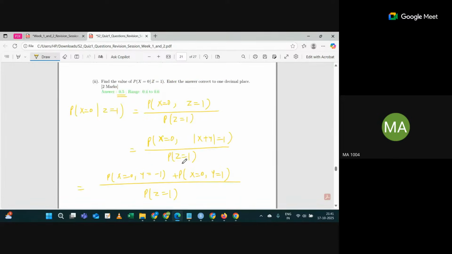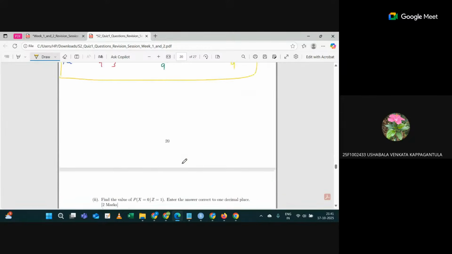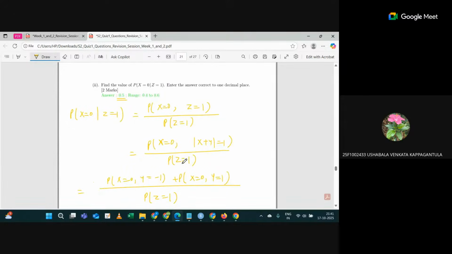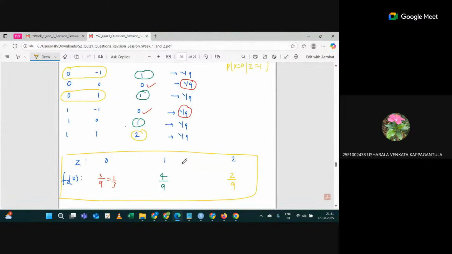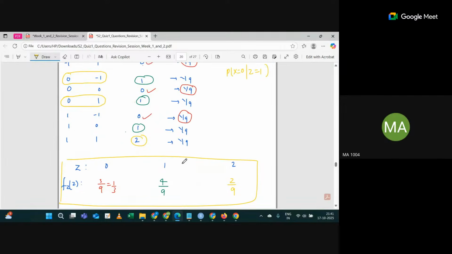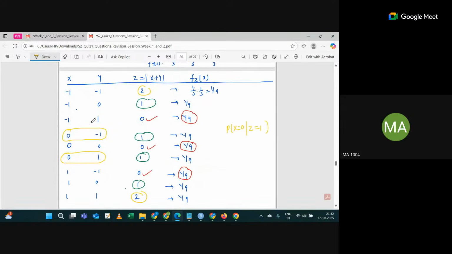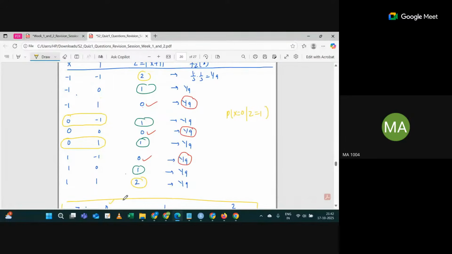Sir, do you mind me asking, how did you find the probability of z equal to 2 is 1 by 9? I missed that concept. Z equal to 2, how did we achieve these probabilities? Okay, so if you see the possible values, I took all the possible combinations of x and y, right? So what is the possible value? Z can take 0, 1, and 2.